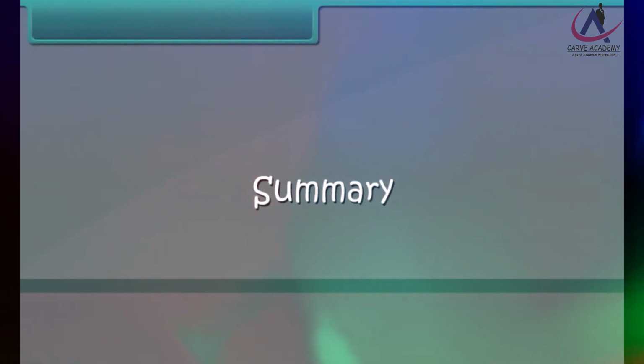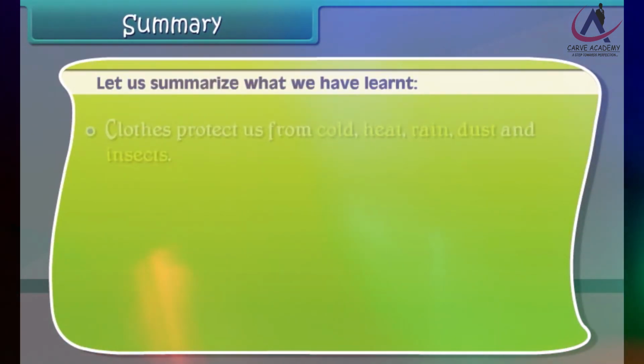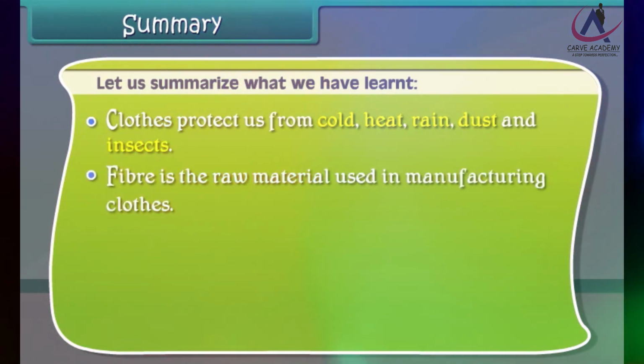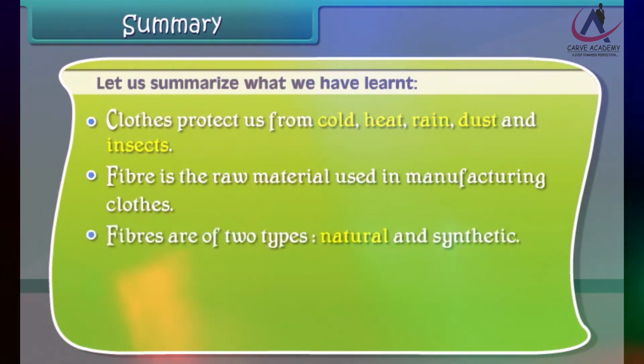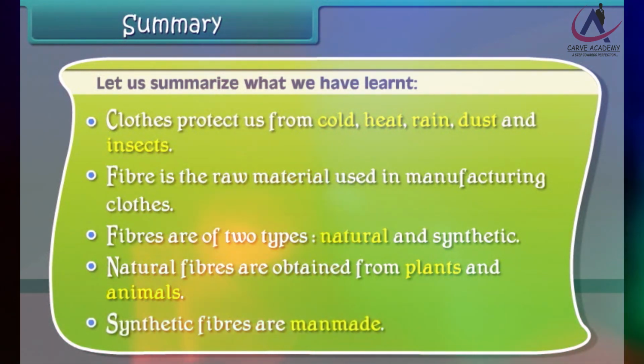Summary. Let us summarize what we have learned. Clothes protect us from cold, heat, rain, dust, and insects. Fiber is the raw material used in manufacturing clothes. Fibers are of two types, natural and synthetic. Natural fibers are obtained from plants and animals. Synthetic fibers are man-made.